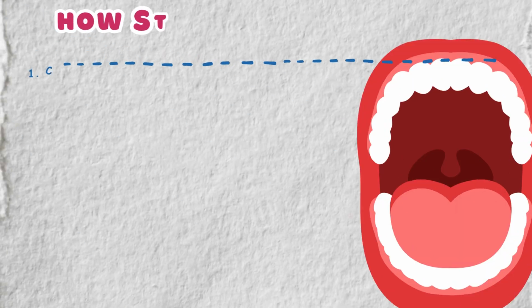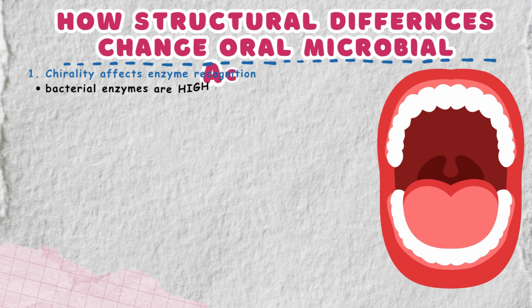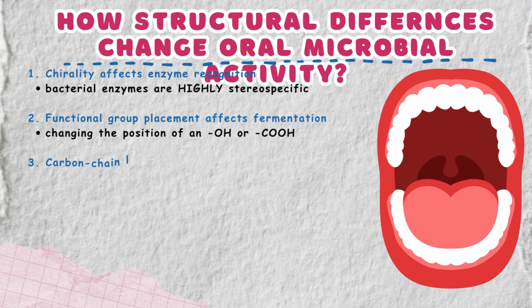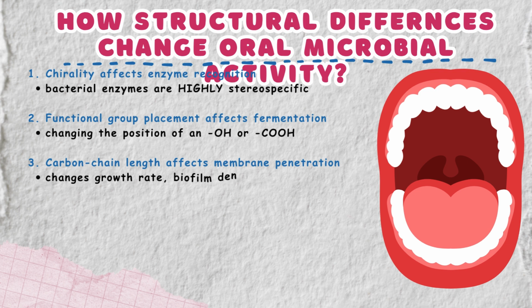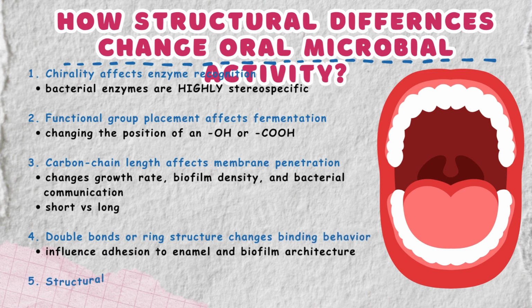Now we're going to talk about how structural differences change oral microbial activity. Oral microbes interact with molecules in the mouth every second. Even tiny changes in molecular structure change how bacteria behave because bacteria use specific enzymes to metabolize molecules. They can bind and form biofilms using specific surface receptors, and there can be bacterial toxins and signaling molecules, depending on the precise stereochemistry. So first, let's talk about how chirality affects enzyme recognition.